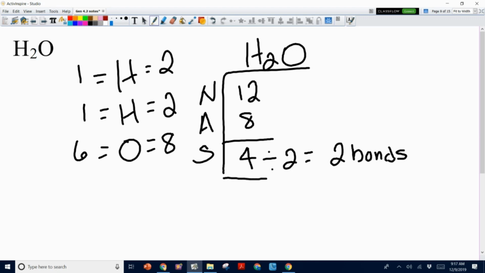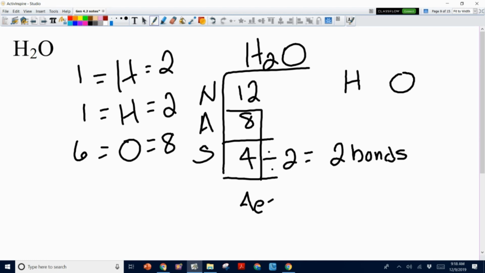Okay, and then 8 minus 4 is 4 electrons. So we have 2 bonds and 4 electrons. Okay, so what's going to go in the center here? Well, we don't have carbon, so we have to look at the least electronegative element besides hydrogen. Well, there's only one thing besides hydrogen, so oxygen is going to go in the center.